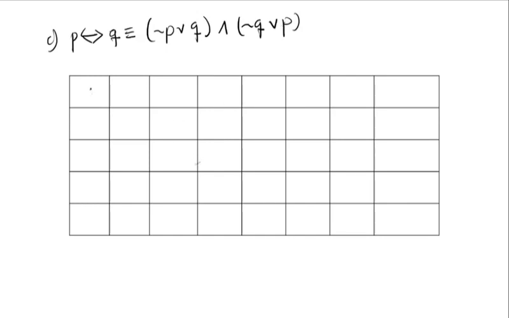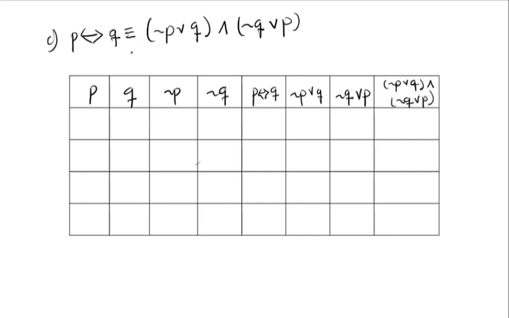So we have P, Q. I can see negation of P, negation of Q. So I have negation of P, negation of Q. I see P biconditional Q over here. Okay, I can see negation of P or Q. I can see negation of Q or P. Then I can see the conjunction between these two, which is negation of P or Q conjunction negation of Q or P.